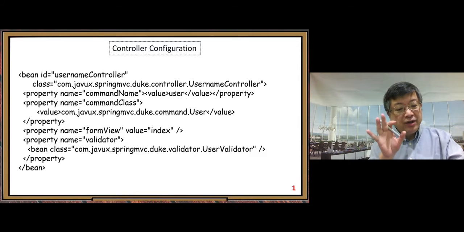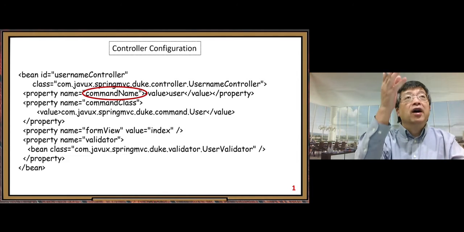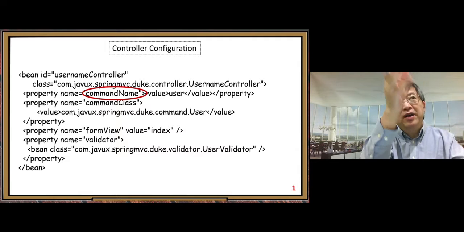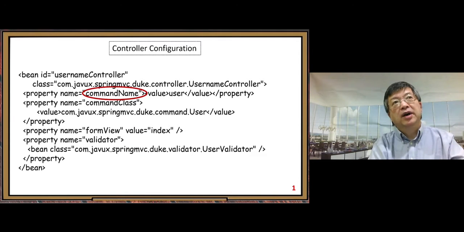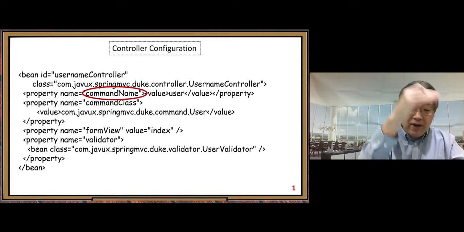The configuration element is like this. You can see there are many different pieces, but it's quite straightforward, so we can understand the meaning easily. First, how do you specify the command object and the class? 2 pieces of information you need to specify. First, the command object name, called the command name.